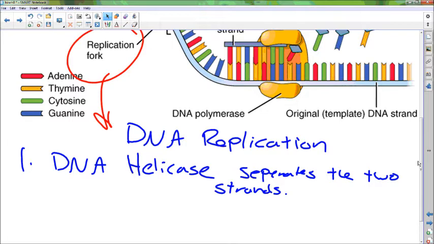So that's part of step 2. No, that's part of step 1. That's just the name of the area where step 1 is happening. So step 1 is DNA helicase separates the two strands.